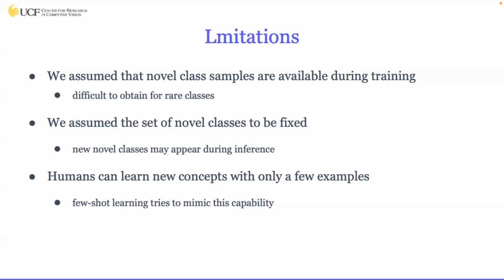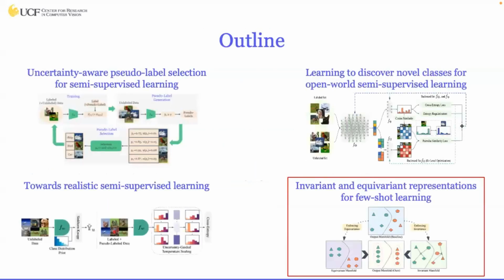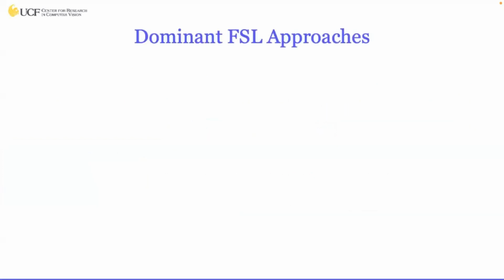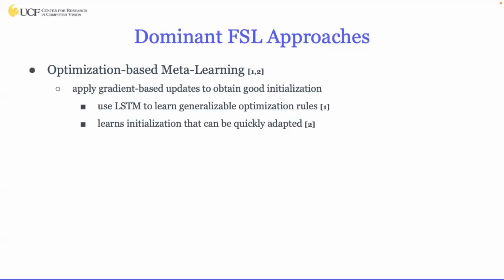Therefore, next we focus on few-shot learning, and I'll talk about our work, which is invariant and equivariant representations for few-shot learning. This work was published in CVPR 2021. So before going into the solution, let's look into the dominant approaches for few-shot learning.